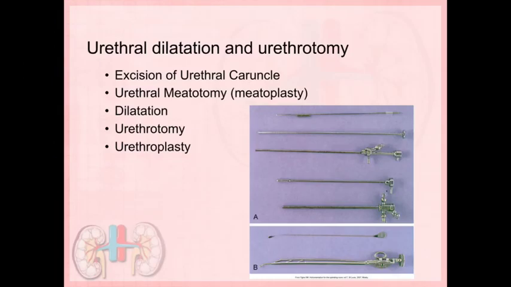Excision of the urethral caruncle is the removal of a benign lesion or inflammatory prolapse of the external urinary meatus in the female. A urethral meatotomy or meatoplasty is a small incision of the urethral meatus to relieve stricture.